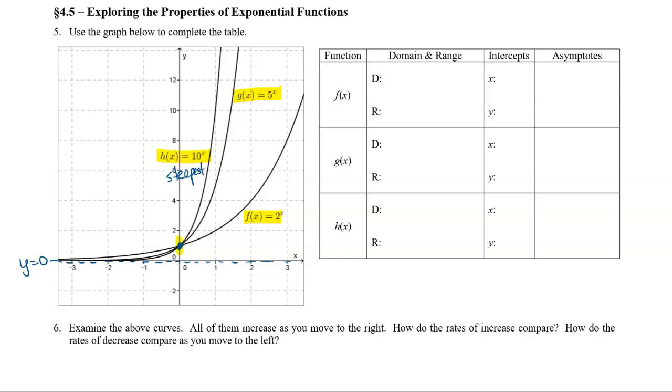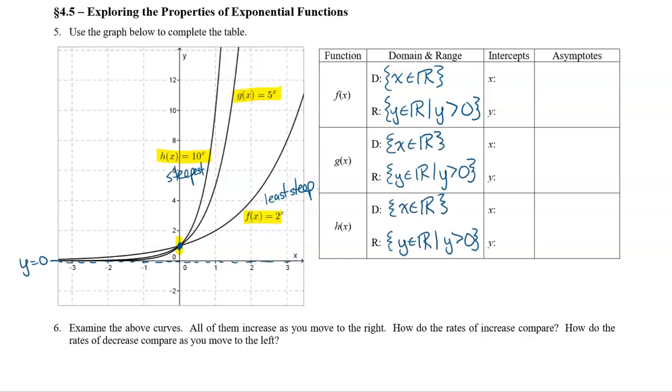We notice that 10 to the power of x is the steepest, and 2 to the power of x is the least steep. Let's go ahead and fill in the chart on the right with that information. The domain and range of f of x: x is the set of all real numbers, and y is the set of all real numbers such that y is greater than 0. This is exactly what we identified in the previous section, and nothing's changed. It's still the same function. But we notice that's the same for 5 to the x and 10 to the power of x. They have the same domain and range.